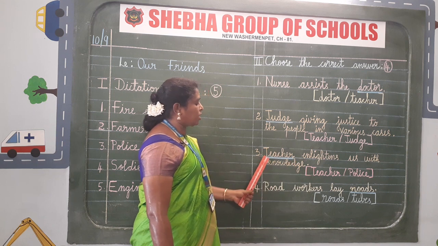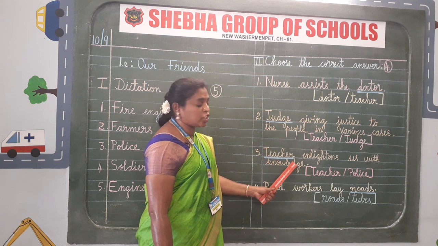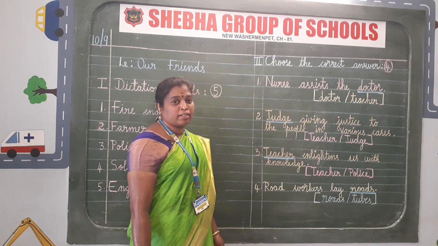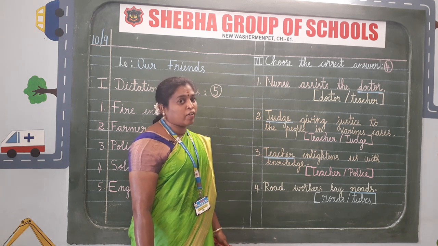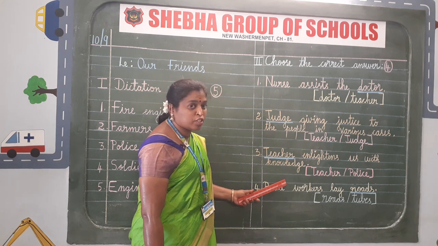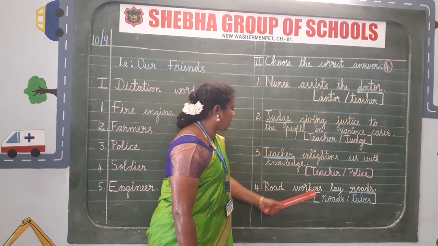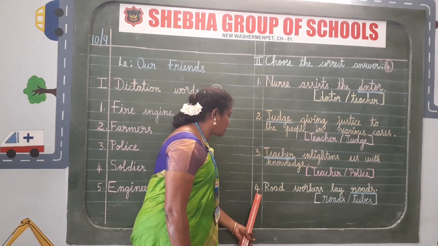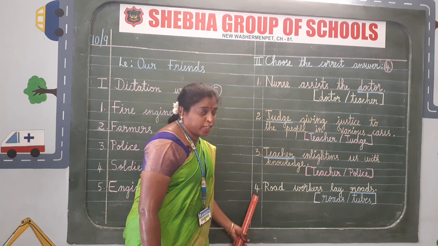T-E-A-C-H-E-R, teacher. A teacher is a person who teaches you good manners and teaches you lessons. Isn't it, children? After the third one, again you have to leave one line and write the fourth one. Number 4 must be written inside the margin.